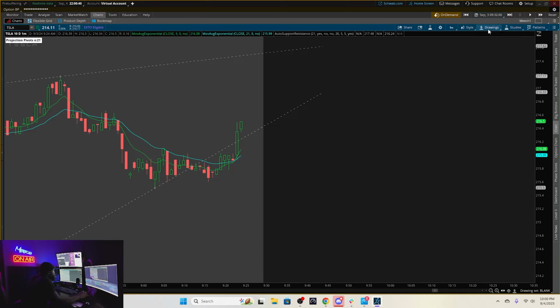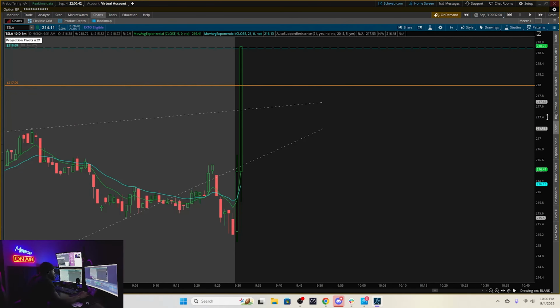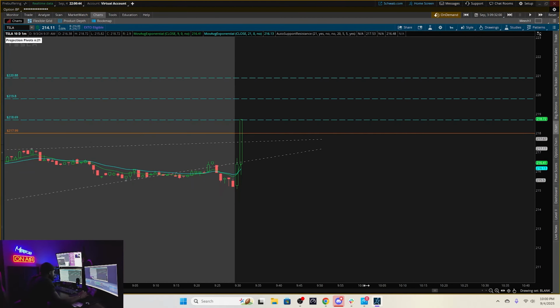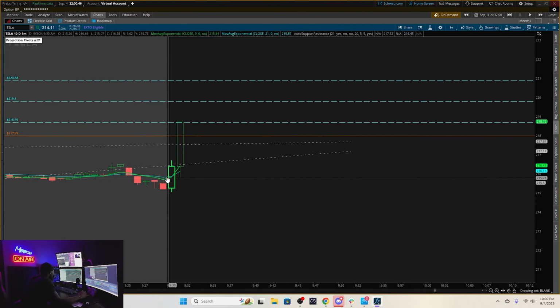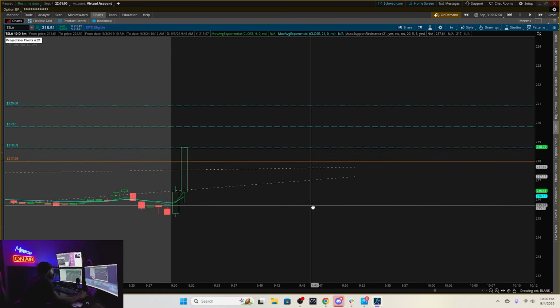9:32. Boom. Almost the same thing. Red to green, couldn't break and hold above the trend. Red to green, taking out the high. First target hit. So this wasn't the entry. This was the entry right here.